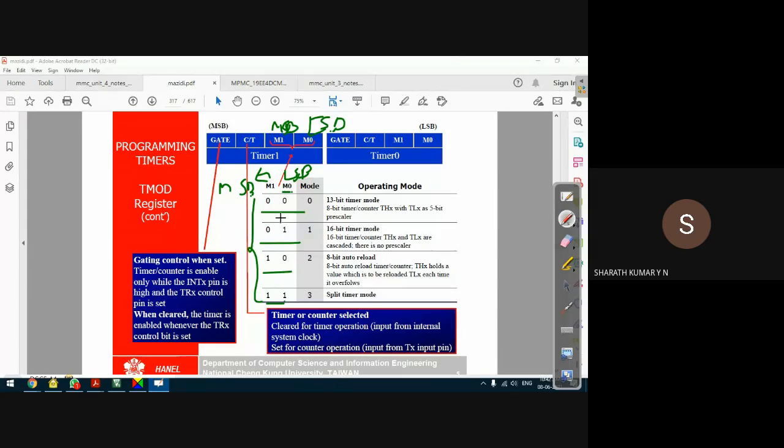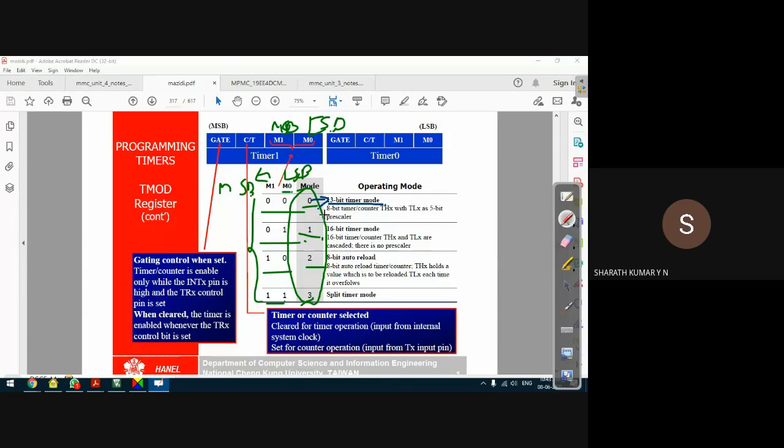This is very important. There are 4 modes of operation. They are called mode 0, mode 1, mode 2, and mode 3. These modes of operation correspond to, for example, mode 0, which is a 13-bit timer mode. What is the meaning of a 13-bit? We will come to that.